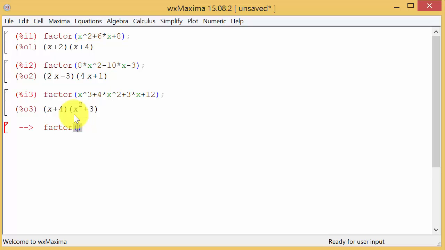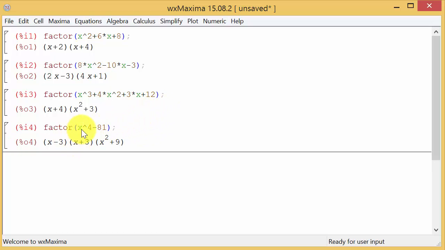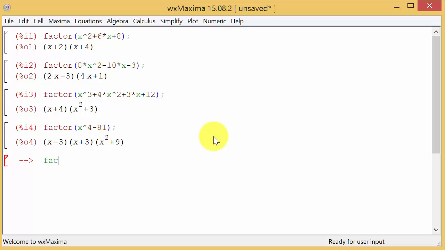The next one, it will factor this, x to the fourth minus 81. This one, actually, after you factor this difference of two squares, there would still be a part that could still be factored. And watch wxMaxima do it. See, when you factor this, you would get x squared minus 9 times x squared plus 9, and it even goes ahead and factors the x squared minus 9 here. Okay, and yes, it will factor the difference of two cubes.